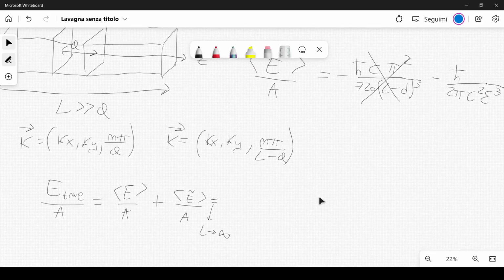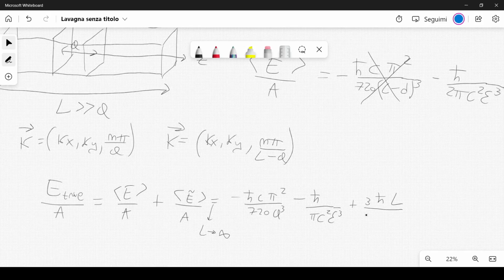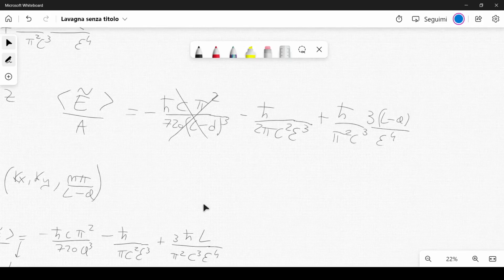And what we get is minus h bar c pi squared divided by 720 a cubed, minus h bar divided by pi c squared epsilon cubed, plus 3 h bar L divided by pi squared c cubed epsilon to the fourth, like this, right?